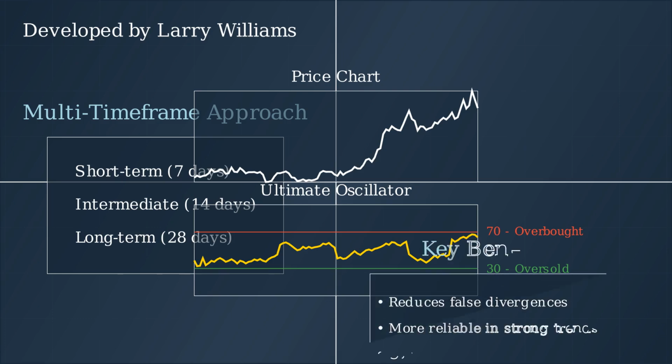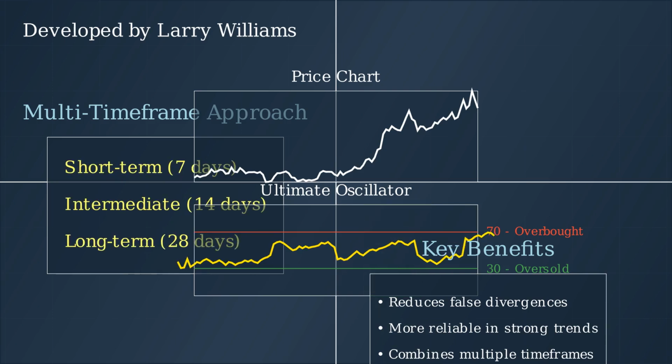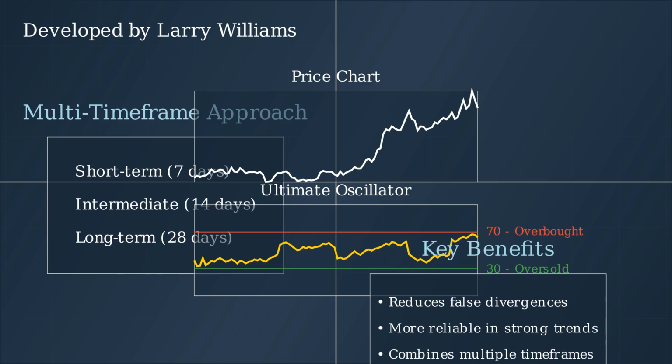The key benefit of the ultimate oscillator is that its multi-timeframe approach makes it less susceptible to false signals during strong trends. Notice how the oscillator identifies overbought conditions here, followed by a price decline. And here we can see an oversold condition that precedes a price recovery. By incorporating multiple timeframes, the ultimate oscillator provides a more balanced view of market momentum, helping traders make more informed decisions.